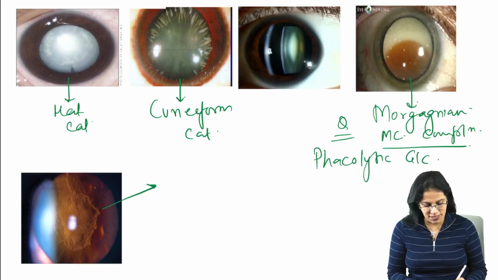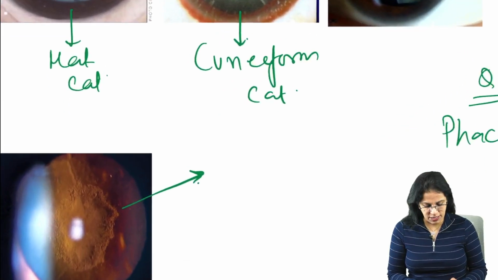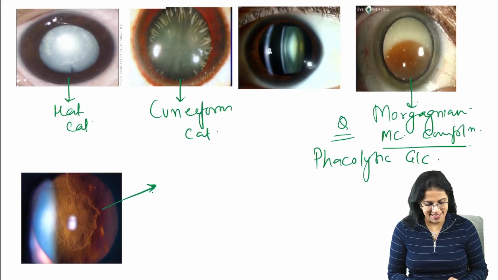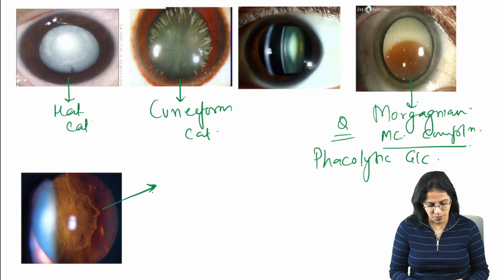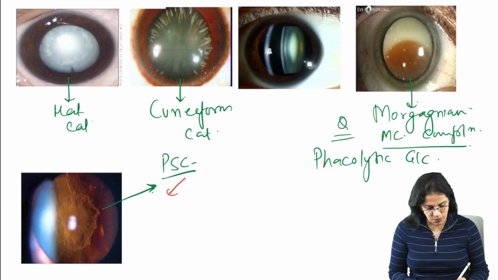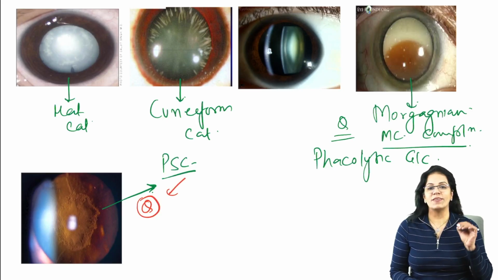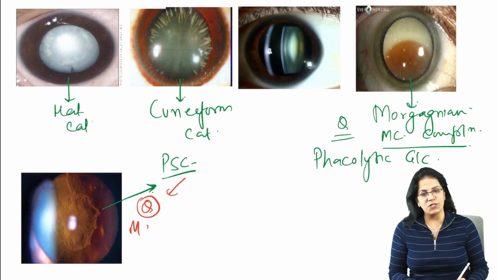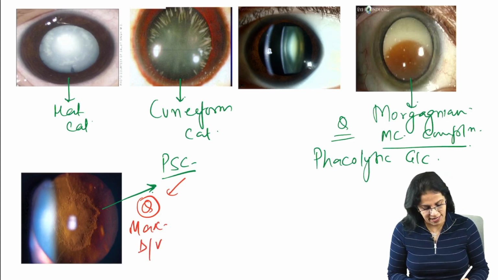Okay, and what about this one? Hope these pictures are clear to you. This is your posterior subcapsular cataract. A lot of questions on PSC, guys. Which lenticular opacity diminishes the vision most? Maximum diminution of vision. It is your PSC, posterior subcapsular cataract.